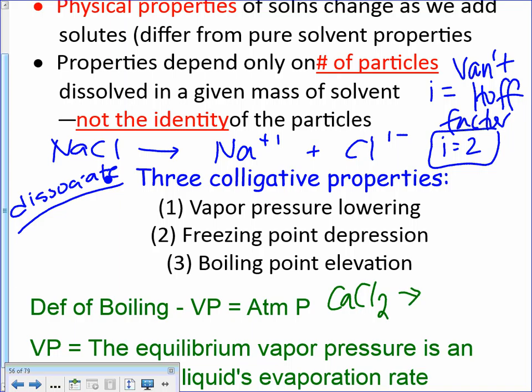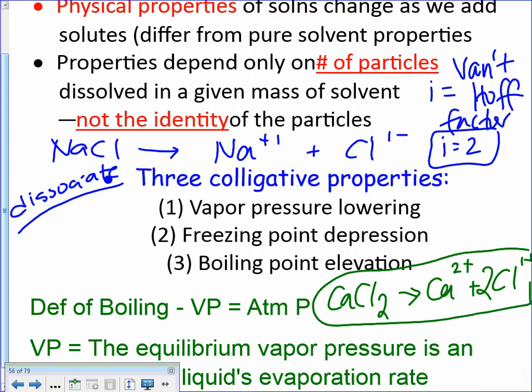It's going to ionize into what and what? Ca with a 2+ charge and Cl with a 1-. But how many chlorines are going to have to be here to balance these charges? 2, and that 2 does not become a diatomic 2, it becomes a coefficient 2. So this is the dissociation of calcium chloride. How many ions remain at the backside? 3. So 1 + 2 is 3. So the I is 3.